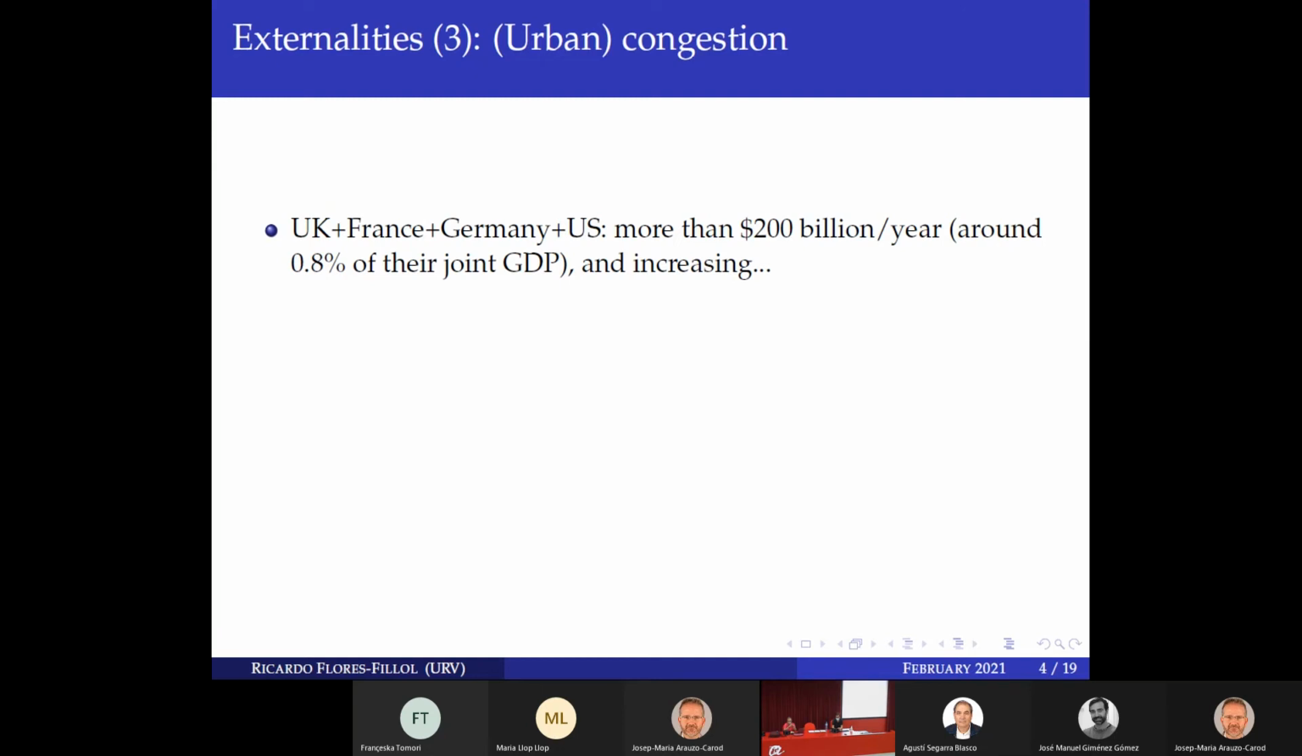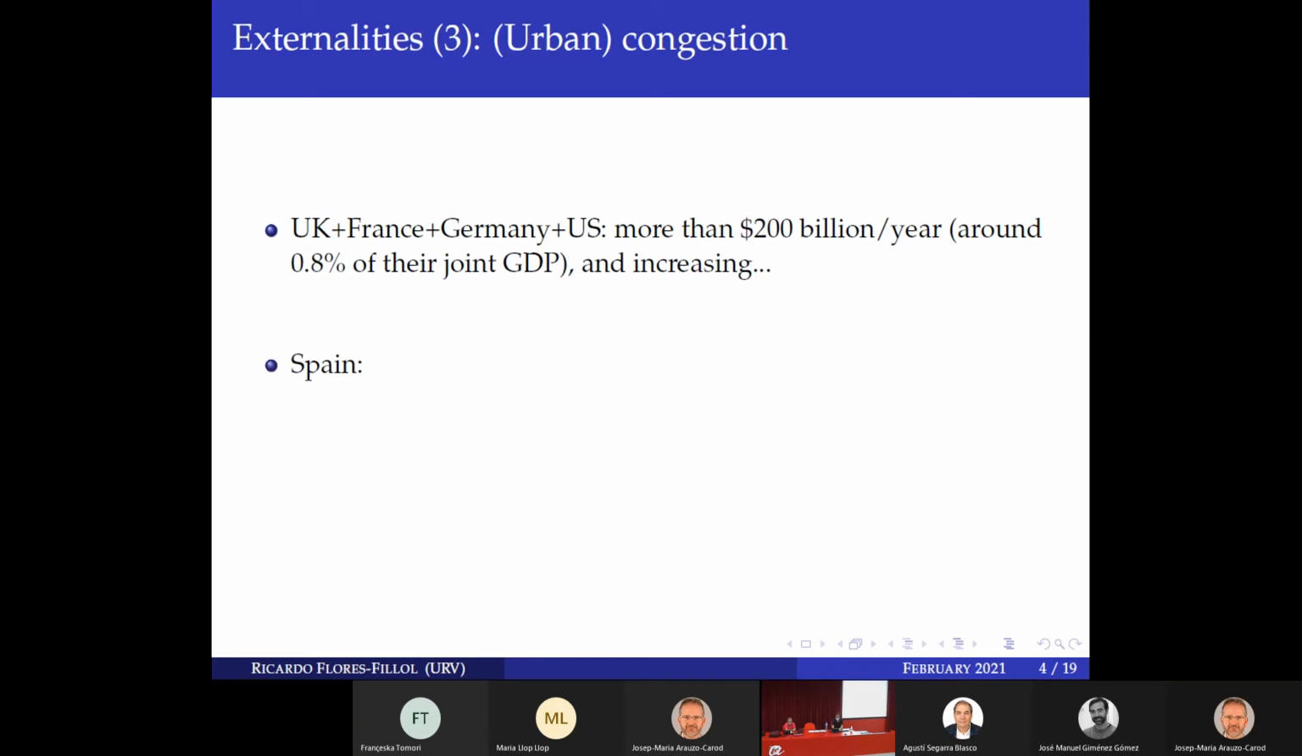That reports that the economic loss, in terms of loss of time caused by congestion, is around 200 billion per year in the UK, France, Germany, and the US. And this is another thing: this is increasing non-stop. Except for the outbreak caused by the pandemic, both pollution and congestion are increasing over time during the last 20 years, in spite of every measure that has been adopted.